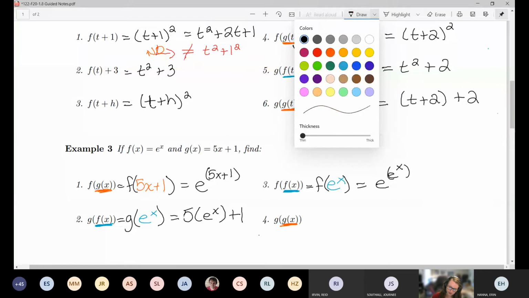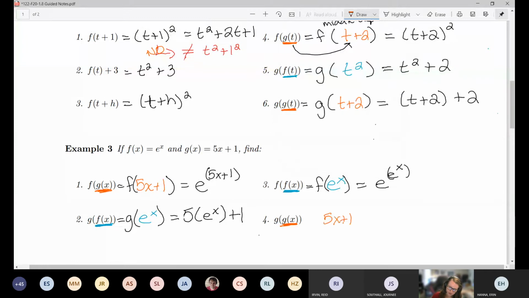So here, g of x, replace it with what it is, 5x plus 1, so that we can rewrite this as g of 5x plus 1. So if g tells us 5 times the input plus 1, 5 times our input plus 1, but our input here is 5x plus 1. You could expand that and simplify it a little bit, but again, I almost never ask you to. Questions, concerns?